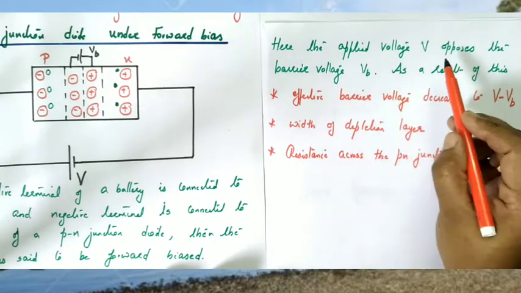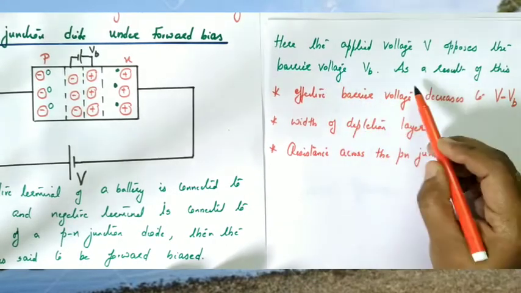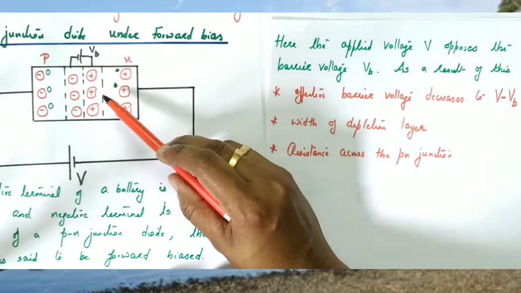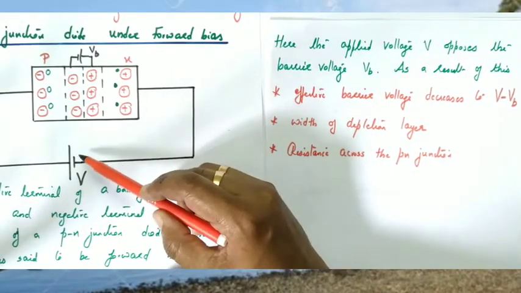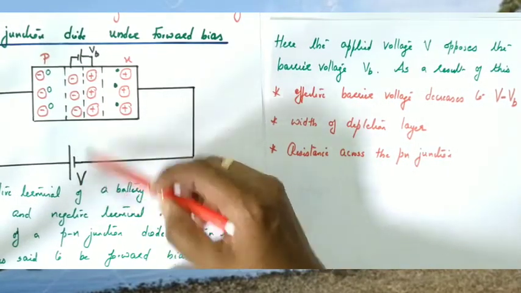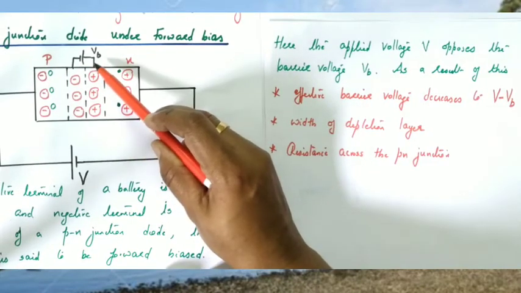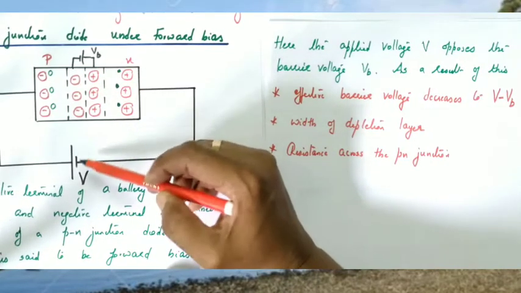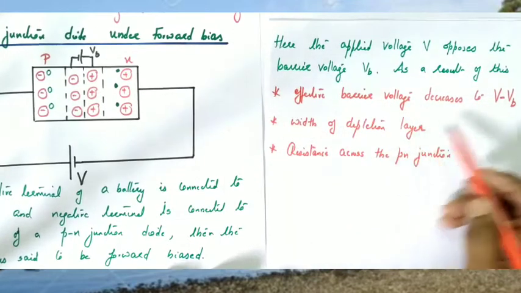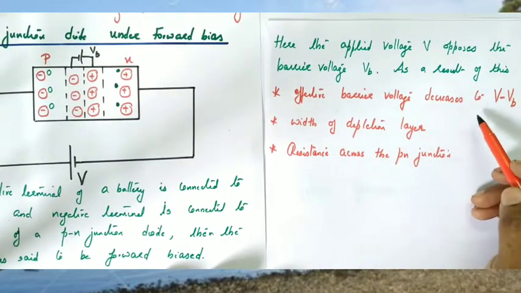Since the applied voltage opposes the barrier voltage, as a result the effective barrier voltage decreases. The applied voltage is V and the actual barrier voltage is VB. Both are in the opposite direction and hence the effective barrier voltage is V minus VB, it decreases.